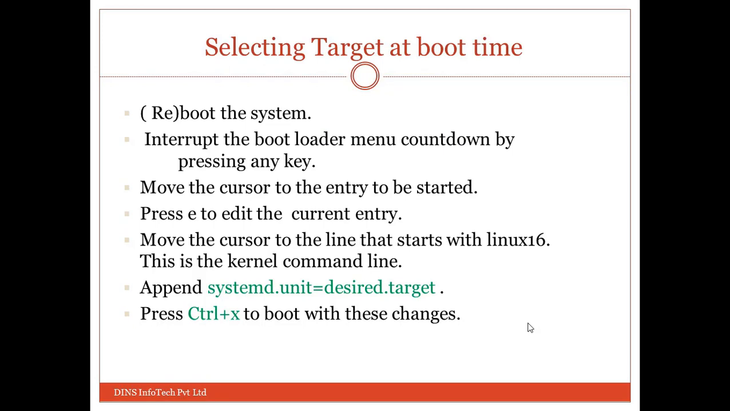Suppose we wanted to change the target at boot time. What we need to do? We need to reboot the system. Okay, the operating system choice menu will be displayed. At that time we need to press E, search for the line starting with linux, take the cursor to the end of the line and append this. What we need to append: systemd.unit=desired.target.